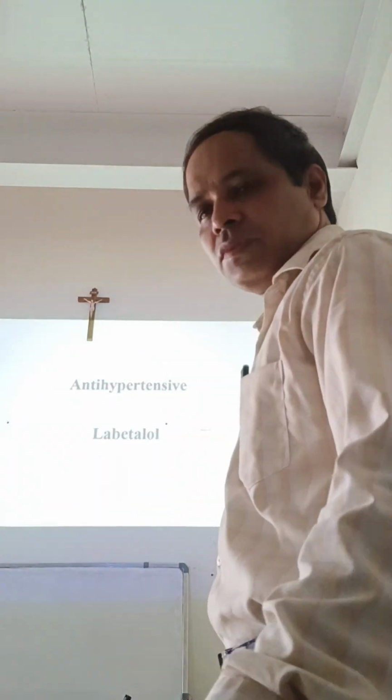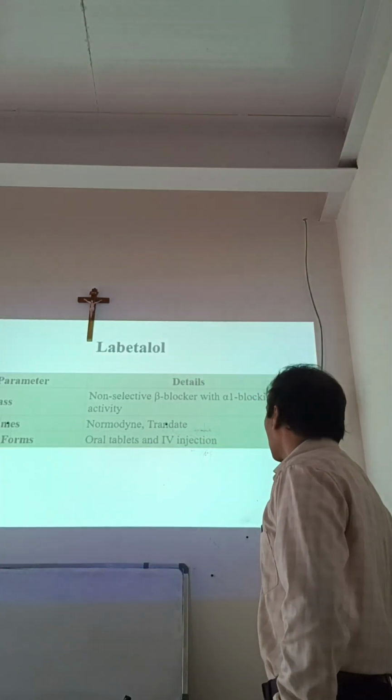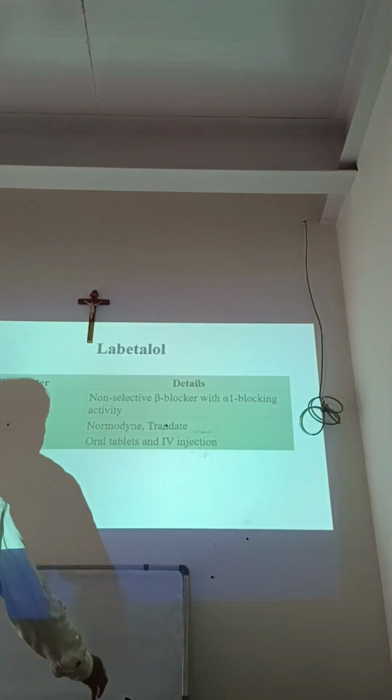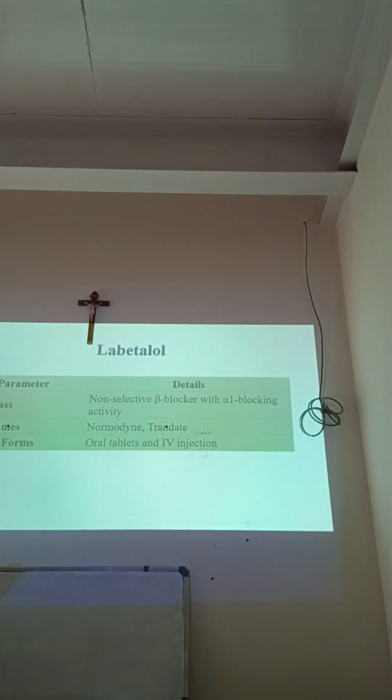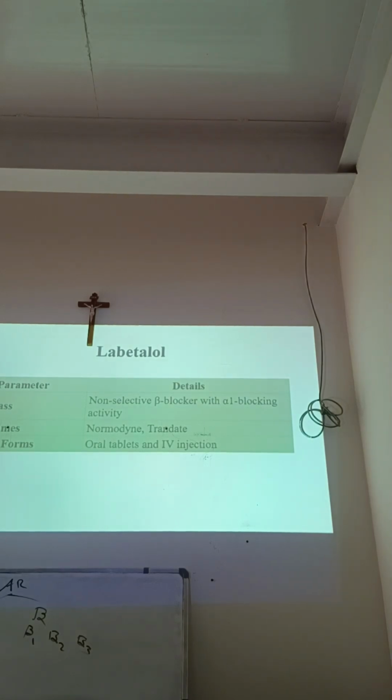Labetalol, labetalol. What is this drug? It belongs to the non-selective beta blockers with alpha-1 blocking activity. Yesterday I told you about adrenergic receptors: there are two types, alpha and beta. Alpha again has two types, alpha 1 and alpha 2, and beta has beta 1, beta 2, beta 3. As far as this drug is concerned, I will deal with only what this drug acts on. Now it is considered a blocker. So agonist or antagonist?